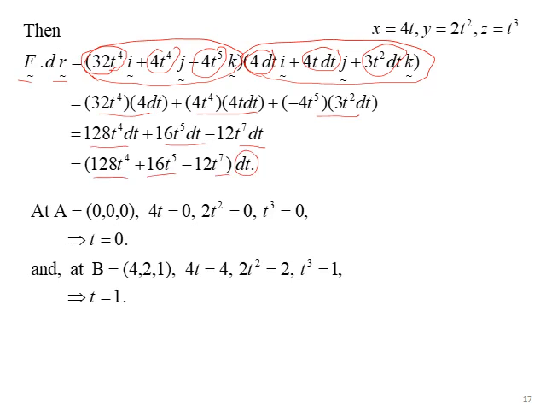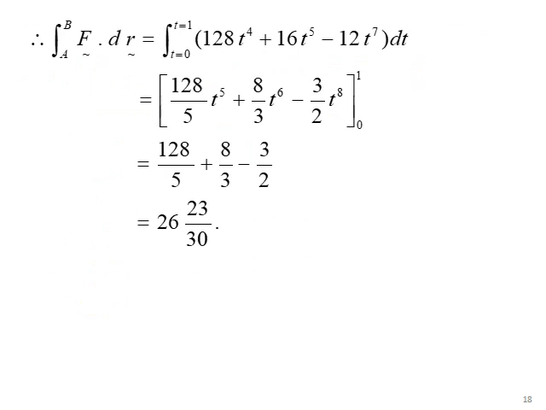Just one more issue, which is a and b. For a, when x, y, z is 0, 0, 0, we substitute here, as an example, 0 equals 4t. I directly know that t is supposed to be 0. For b, x equals 4, so here I will say 4 equals 4t, then t is supposed to be 1. You see? Now I go to the formula.